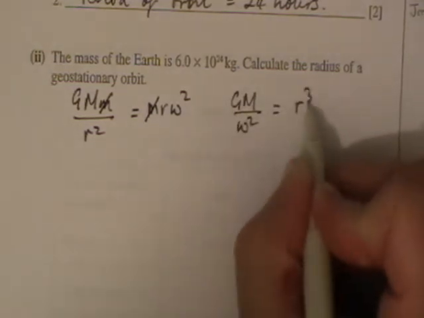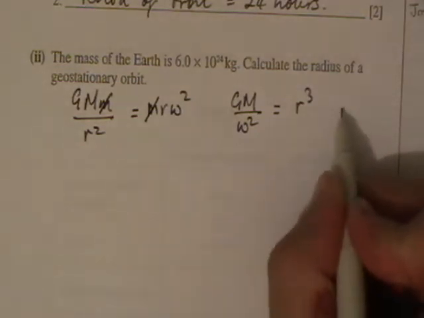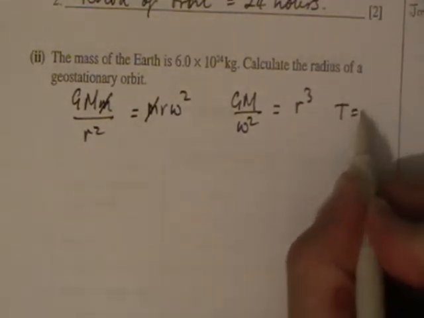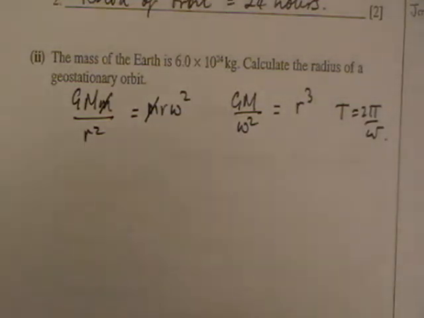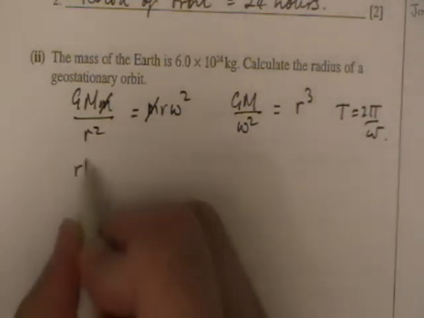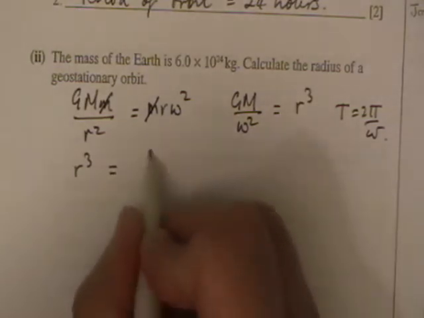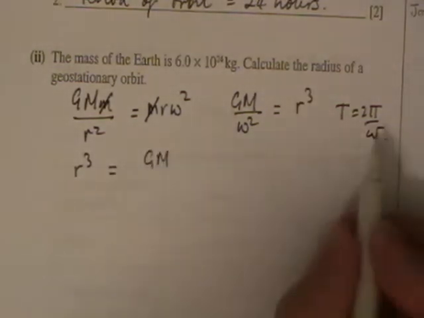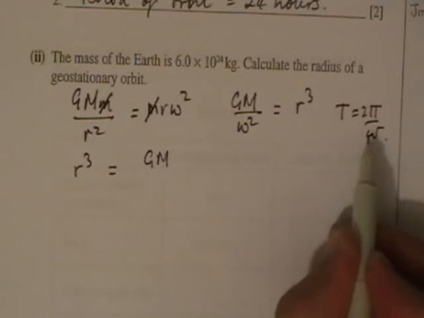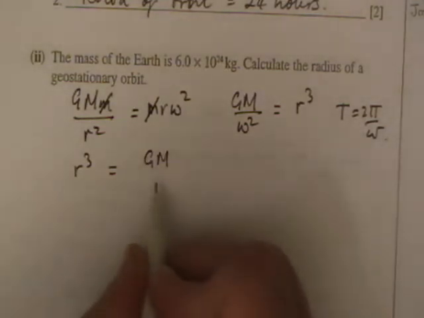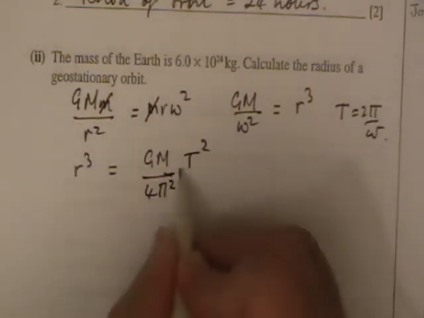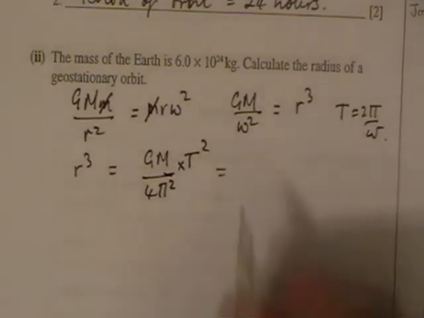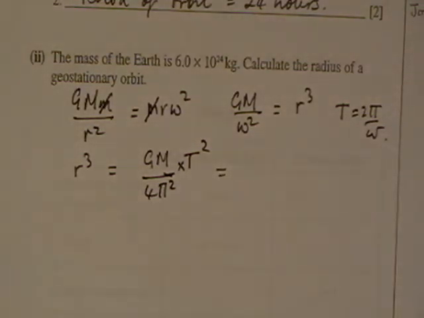and we're also going to use the fact that T equals 2π over ω, so that means we've got r cubed equal to GM, and then we put in 2π over T, so that becomes 4π squared over T squared. So we're going to simply fill in the values here.